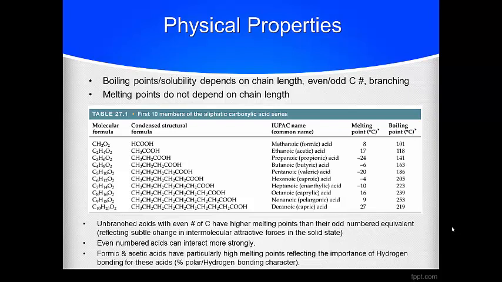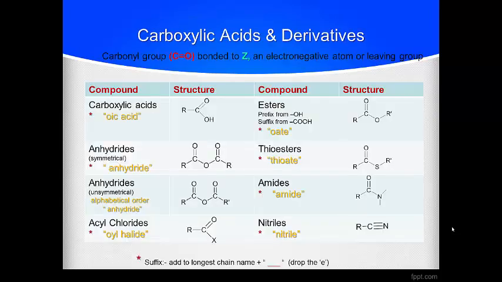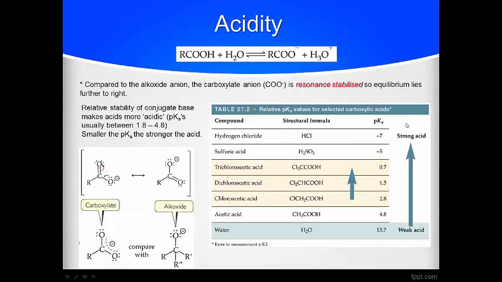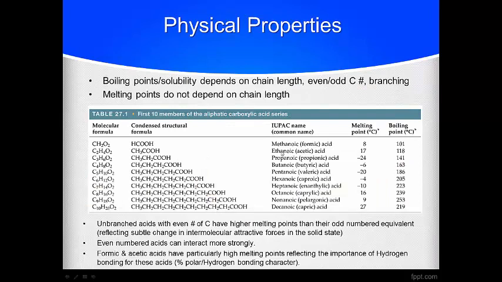Okay, so formic acid and acetic acid have fairly high melting points. So that's got to do with that hydrogen bonding that can occur with a simpler molecule. So just going back here and showing you the hydrogen bonding that we're talking about. So we've got a lot of this happening with the really small methanoic and ethanoic acid.